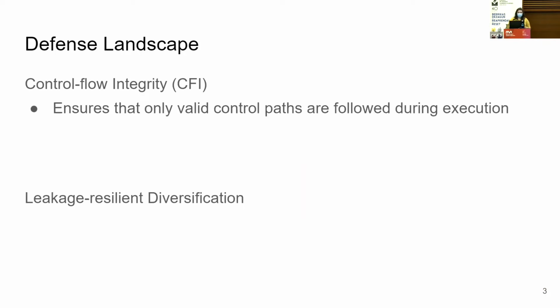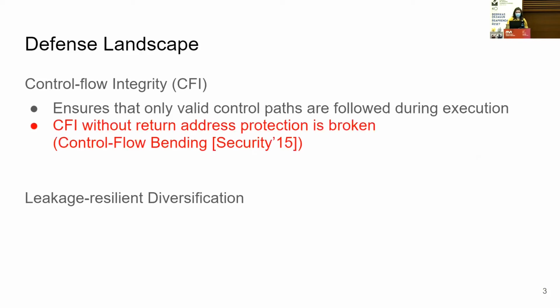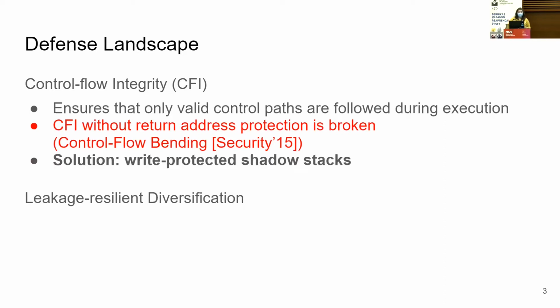Control flow integrity, or CFI, ensures that only valid control flow paths are followed during execution. CFI, however, without return address protection, has been shown not to be secure. In order to make it secure, solutions need to adopt write-protected shadow stacks, which save copies of the return addresses in a protected memory region.